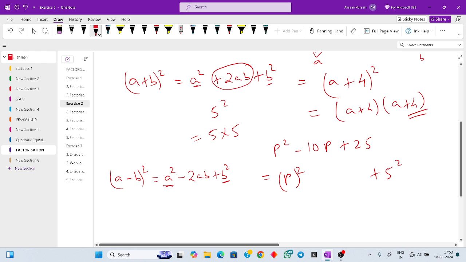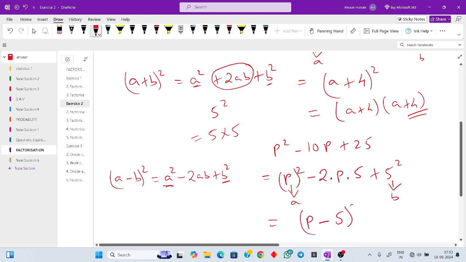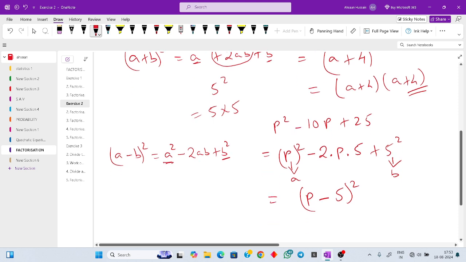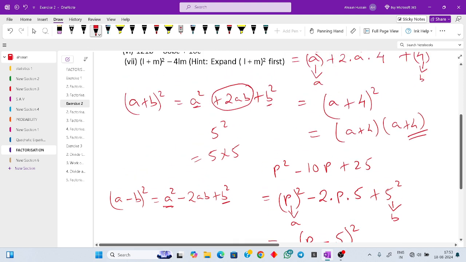Then in between, we have to write minus 2ab, because this p was our a and this 5 was b. Now again see 2 multiply 5 is 10. So we'll write a minus b whole square. That is p minus 5 multiplied p minus 5. This is our answer.